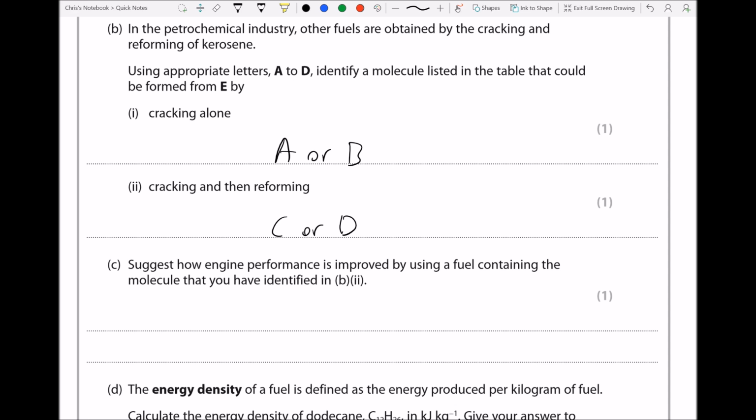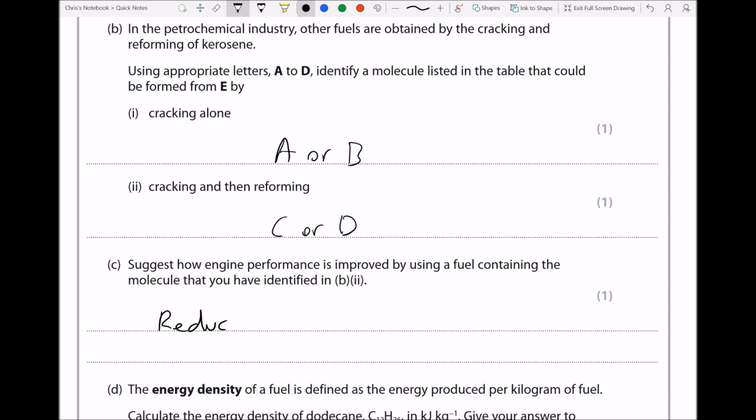Suggest how engine performance is improved by using a fuel containing the molecule identified in B part 2. Right. Cyclic compounds and branching, what they do is they reduce engine knocking. Basically what this means, in a nutshell, is your fuel burns much more efficiently, so you get less incomplete combustion, so it improves your miles per gallon. So we're going to put that down there.